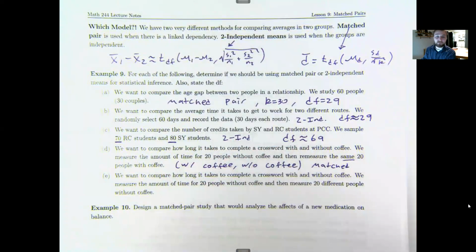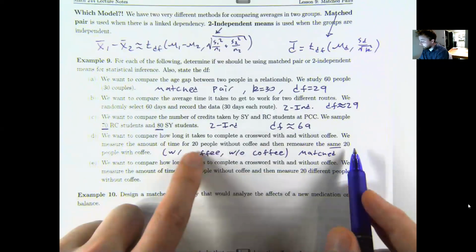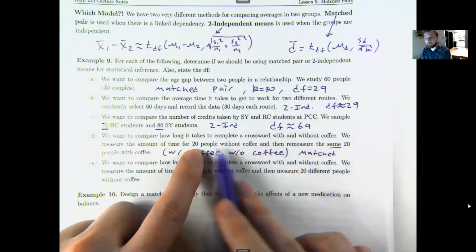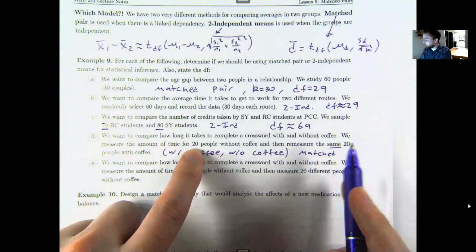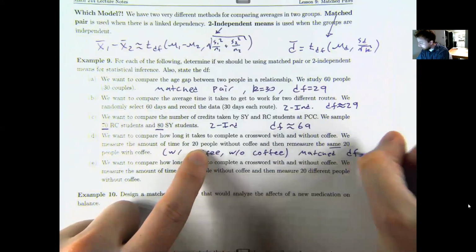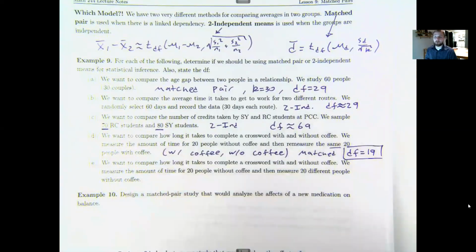And because it's linked, I'm hearing matched pair. If it's matched pair, it's not based off of the 40 people in total here. It's really just the same 20 people, right? Same 20 people at the start and at the end. So my degree of freedom would be exactly 19. It is based off of the number of groups.